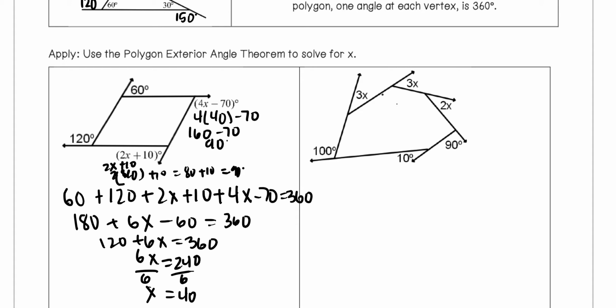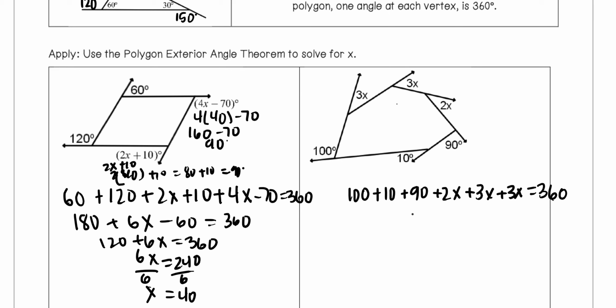Over on this shape, we have 1, 2, 3, 4, 5 sides, so this is an irregular pentagon. Based on our polygon exterior angles theorem, the sum of these exterior angles should be 360. And actually, sorry, I miscounted. That should be a hexagon here. We have 1, 2, 3, 4, 5, 6 sides, so there are actually 6 sides of this shape. What we're going to do is take all of our angles, 100 plus 10 plus 90 plus 2x plus 3x plus 3x, take their sum, and set it equal to 360. Once we do that, we can solve for x.